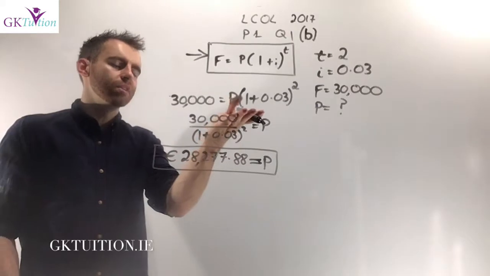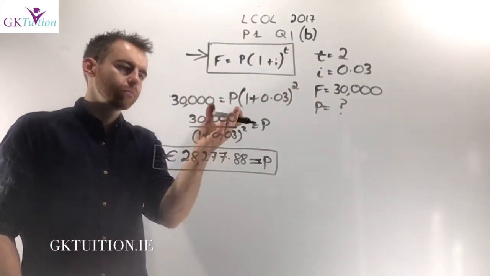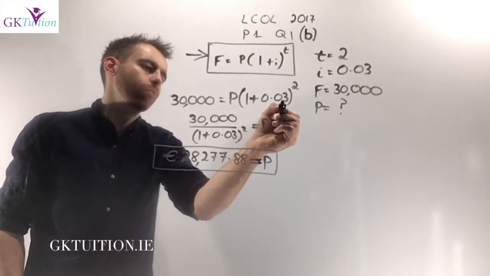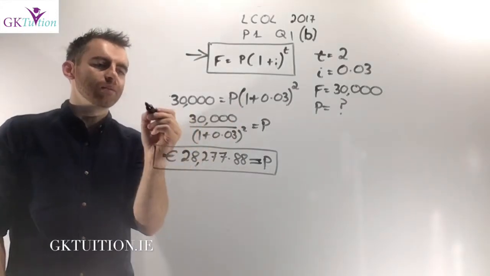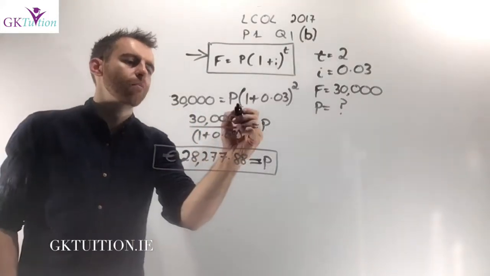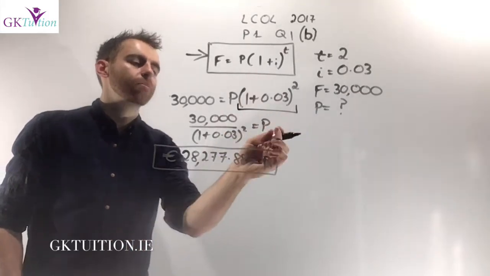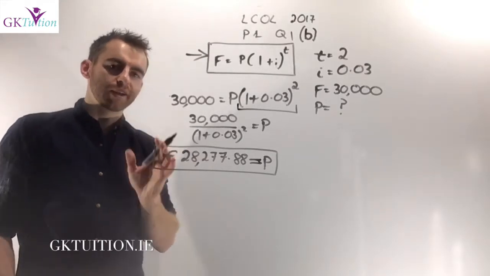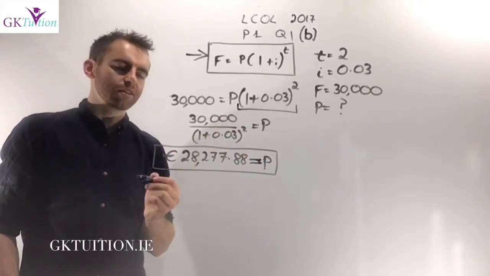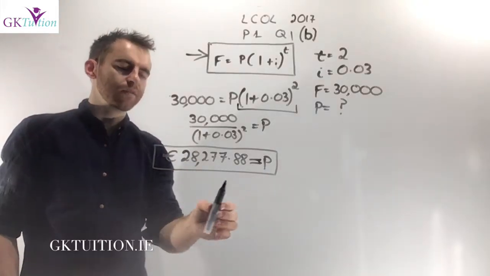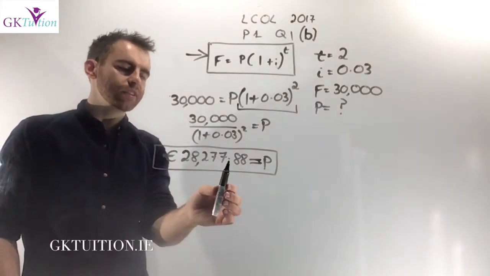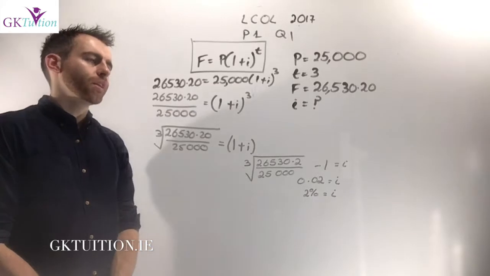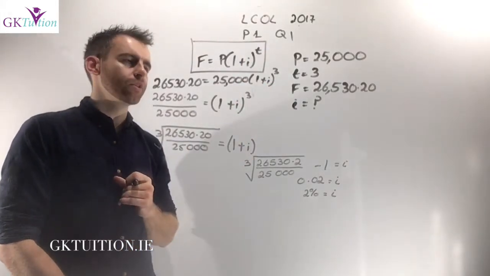Now you should notice that on this line, you're trying to isolate your P. This is P multiplied by 1 plus 0.03 all squared. So in order to isolate P, you need to divide both sides by this bracket. If you divide the right hand side by that bracket, you're just left with P. If you divide the left hand side by that bracket, it's 30,000 over the bracket itself. If you just plug all of that into your calculator, you find the value for P, the initial investment, was 28,277.88.